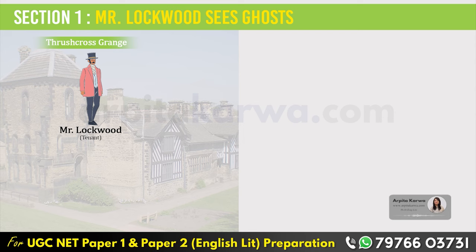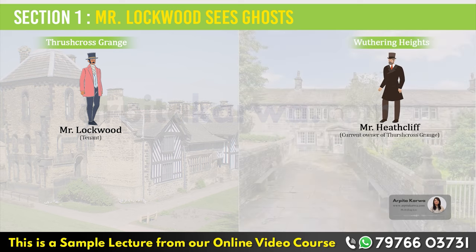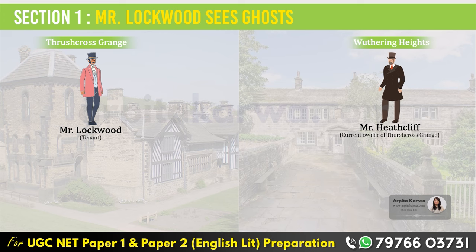Now, the name of Mr. Lockwood's landlord is Mr. Heathcliff. The landlord lives nearby in a place called Wuthering Heights. So, jo uska owner hai, the landlord hai, he lives in Wuthering Heights. And uski jo khud ki jagah hai, jo wo rent pe deta hai, that is Thrush Cross Grange. And who is that person? Mr. Heathcliff. Now, Mr. Lockwood, he visits Mr. Heathcliff in Wuthering Heights twice.